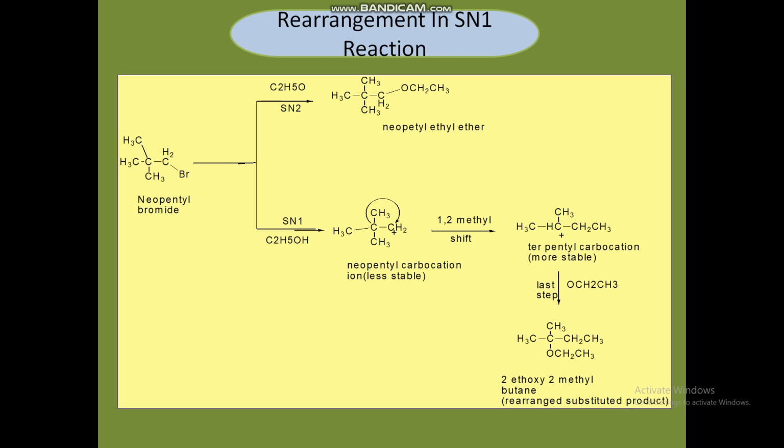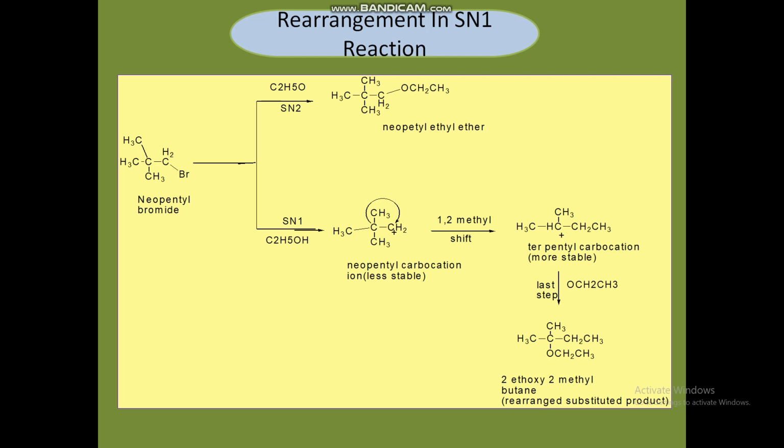Cation formed. After that, shifting takes place. 1,2-methyl shifting. We are getting a more stable carbocation, the tertiary benzyl carbocation, which is more stable. After the last step, it reacts again and we get the final product, that is 2-ethoxy, the rearranged substituted product.